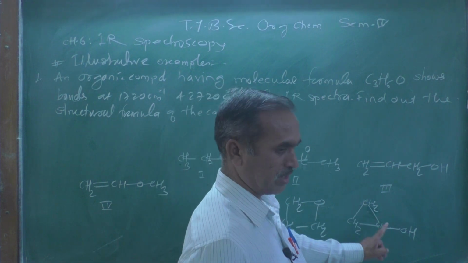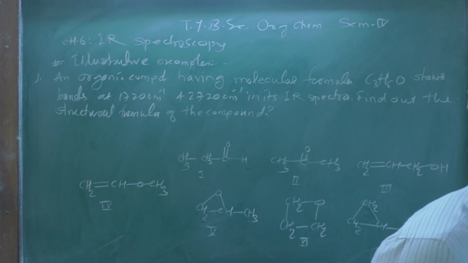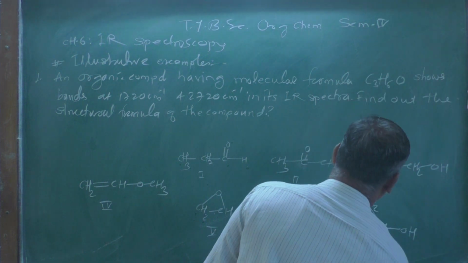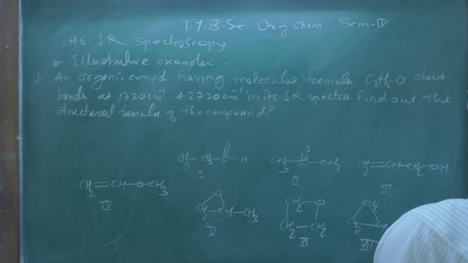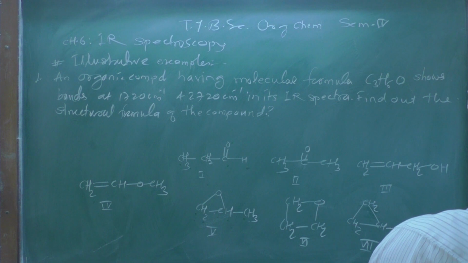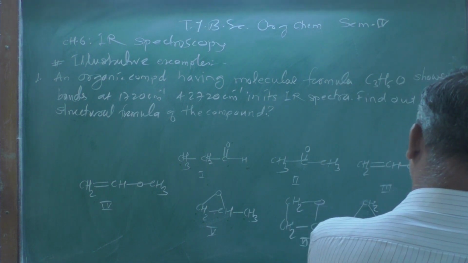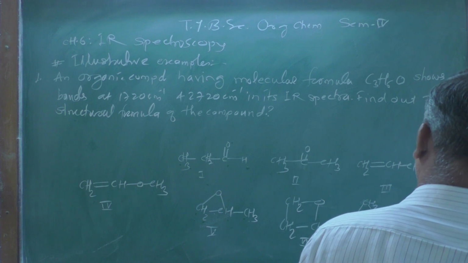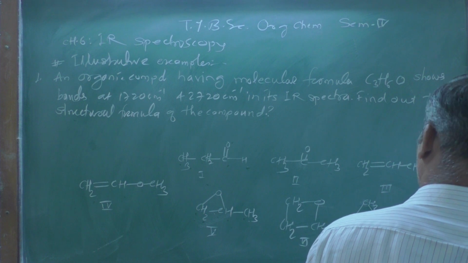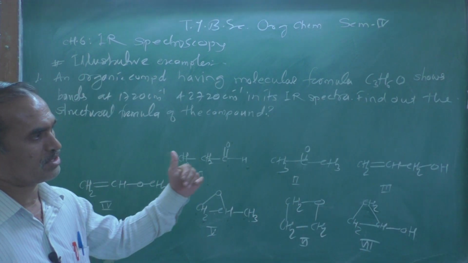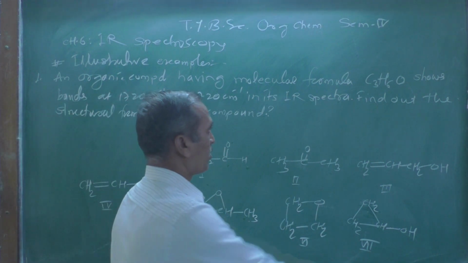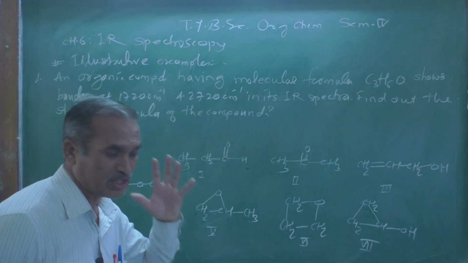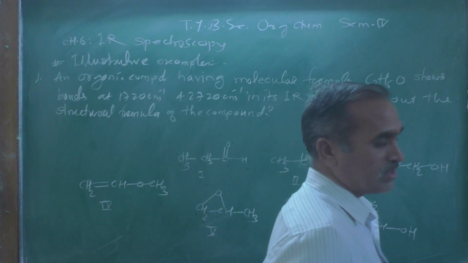Look at here, 1 2 3 carbon atoms, 3 carbon atoms are there, and another one. This is structure number 7. Can you draw another structure for this? Okay, these are the different 7 structures having the same molecular formula, C3H6O. Look at here, there are 7 different probable structures.